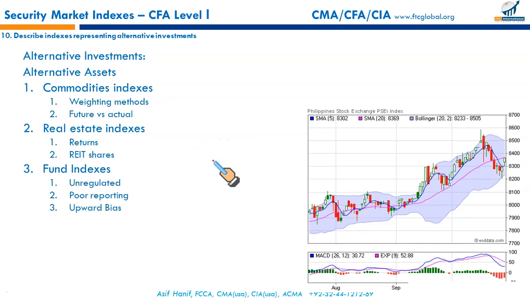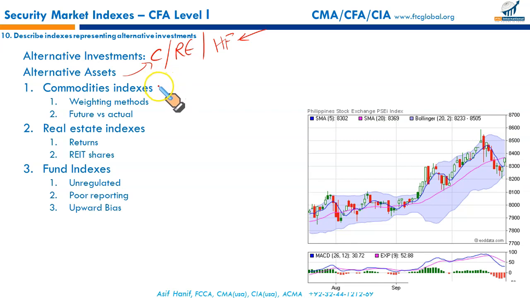Then finally, we have the second last LOS: describe indices representing alternative investment. What is alternative investment? Other than equity and bonds, we have alternative investments like different commodities, investment in real estate, and investment in hedge funds. We'll discuss these in our subsequent readings. These are called alternative assets, and there are certain alternative investment indices as well.